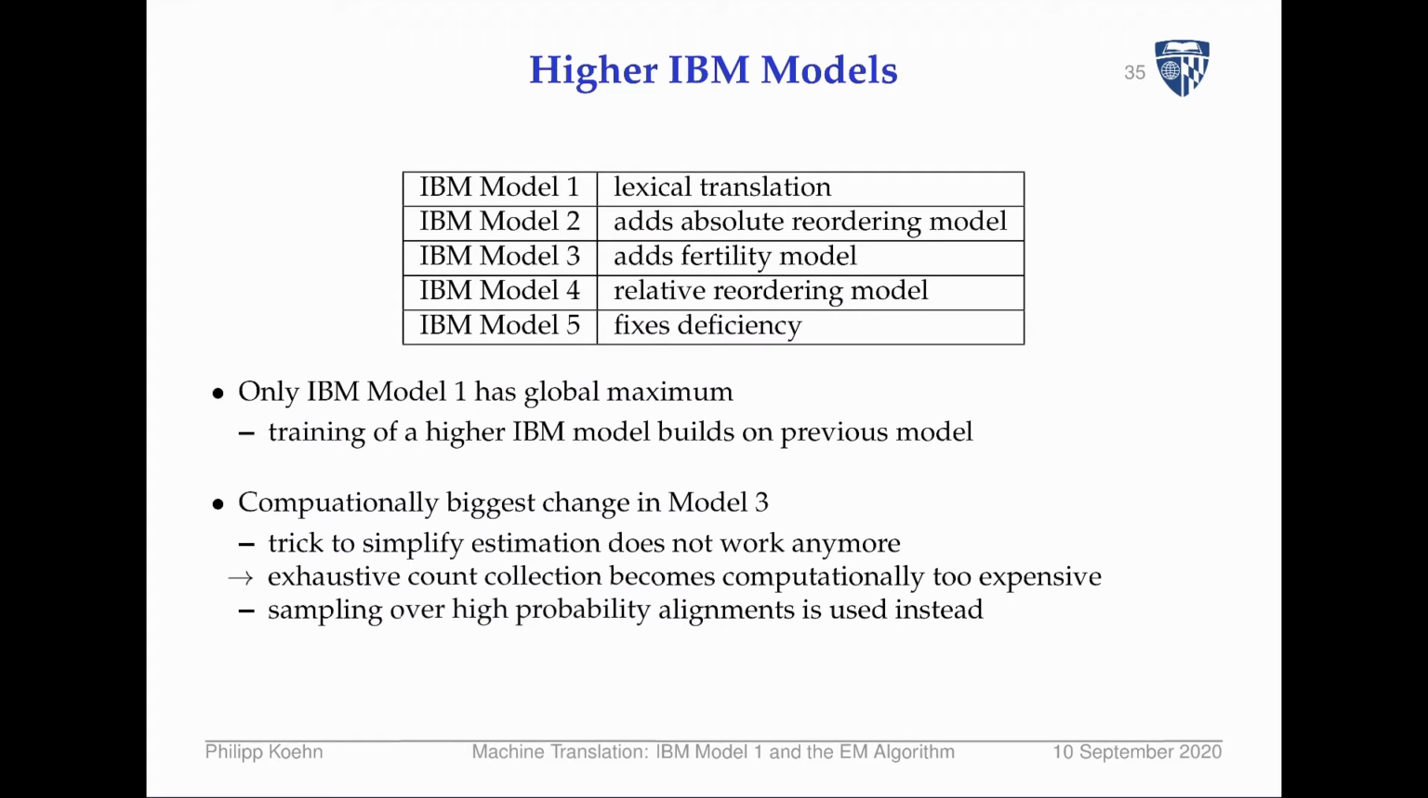We went through all the core stuff. I'll quickly go over here what the other IBM models are, and then I'm going to come back to the one mystery that I set aside at the very beginning, which had to do with one-to-many, many-to-many alignments. Okay, so we talked about IBM Model 1, lexical translations. The same principle is then applied to estimating slightly more sophisticated models. So IBM Model 2 adds an absolute reordering model.